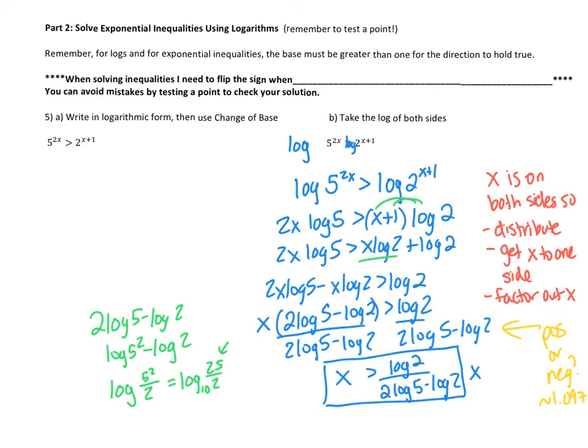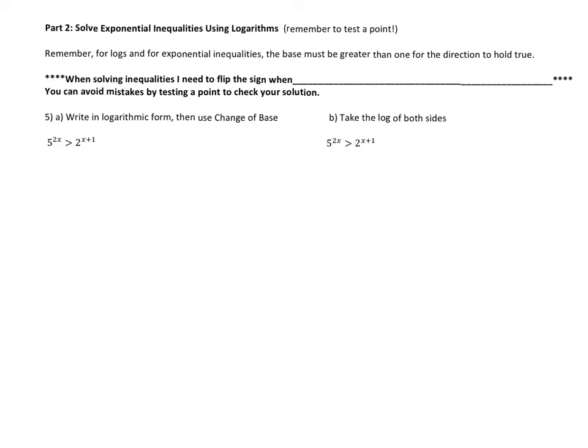When you do that, you will end up getting x is greater than 0.2744. We typically like to round to the nearest 10,000th. As I said before, I personally think taking the log of both sides makes more sense to do in this case. However, we also could write this expression in logarithmic form and then use our change of base.